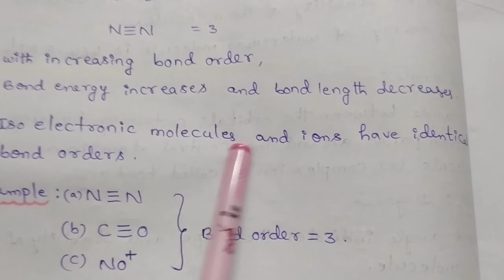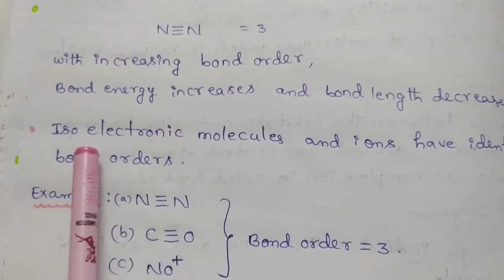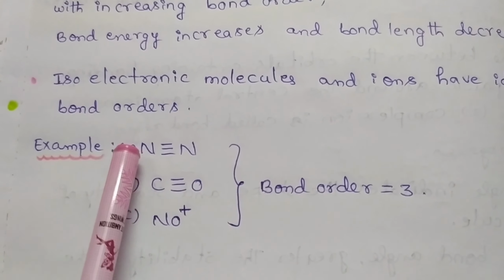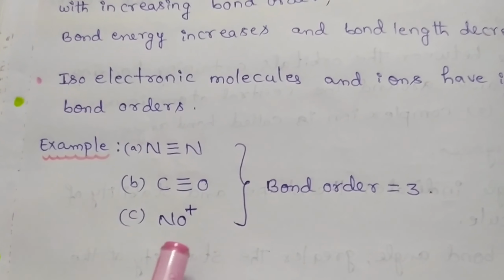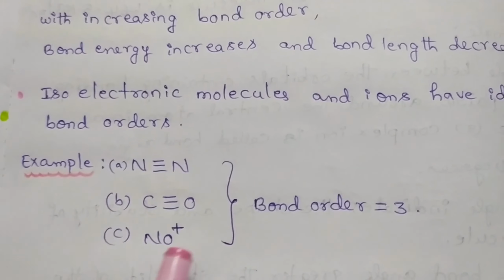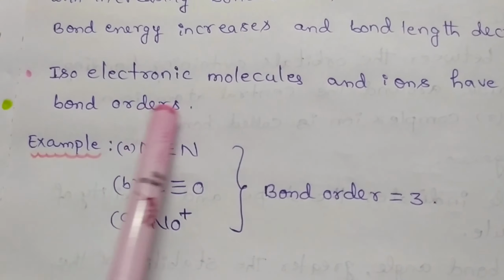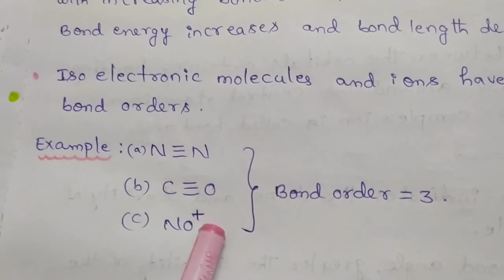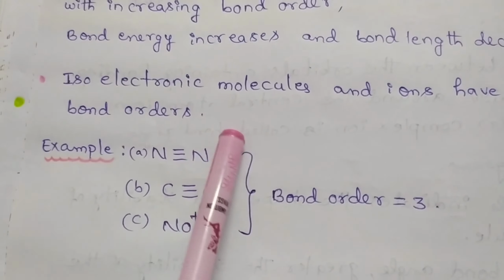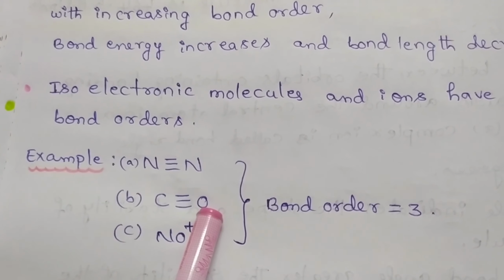Isoelectronic molecules and ions have identical bond order. What is meant by isoelectronic? When we observe here, there are 3 different types of species. That means nitrogen, carbon monoxide and NO plus ions. All these species have the same number of electrons in their structures. So these molecules and ions are called isoelectronic molecules.